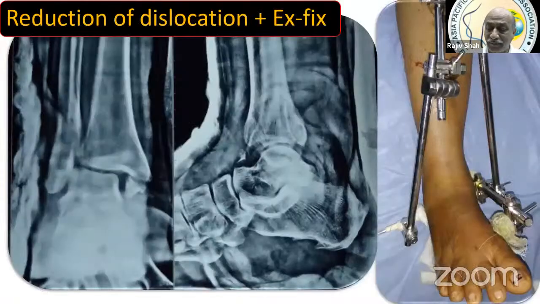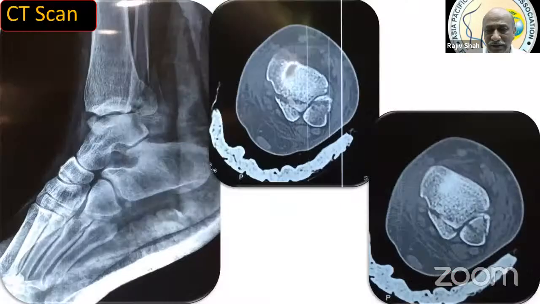Okay, so coming back to this case, because there was a lot of swelling, in the emergency, reduction of the ankle dislocation and external fixation was done, and obviously you all would want a CT scan. So, CT scan. What would you do for this patient? What approach?